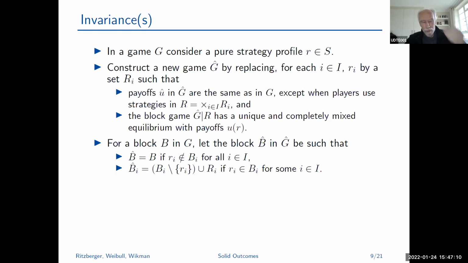And then in order to formulate the invariance, we need to say what happens with the block, right? So if R is not in the block at all, then nothing happens. The block B hat is the same as the block B. If R for some player is in the block B, then we have to take away the singleton strategy little r_i and add in the set of strategies capital R_i. Okay, that's how we get the corresponding block in the game G hat, in the transformed game.